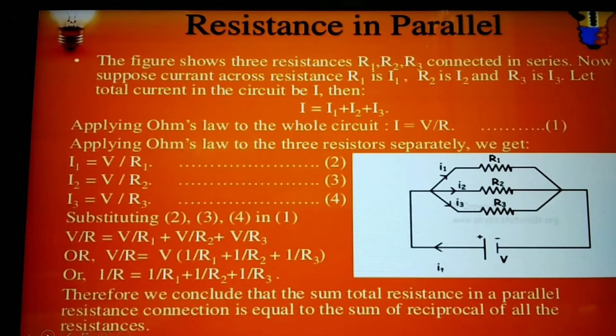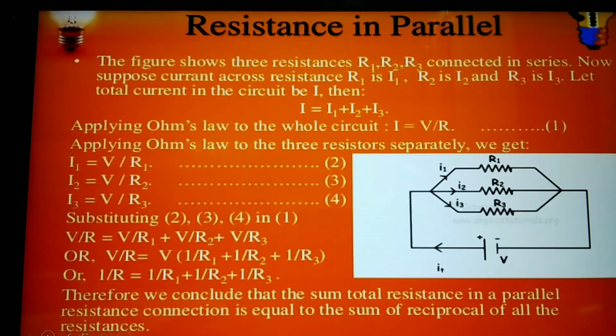Substituting 2, 3 and 4 in equation 1, we get V by R is equal to V by R1 plus V by R2 plus V by R3, or V by R is equal to V into 1 by R1 plus 1 by R2 plus 1 by R3, where V and V get cancelled. 1 by Rp is equal to 1 by R1 plus 1 by R2 plus 1 by R3. Therefore, we conclude that the total resistance in a parallel connection is such that its reciprocal is equal to the sum of the reciprocals of all the resistances connected in the circuit.